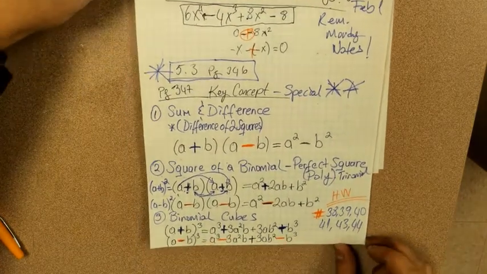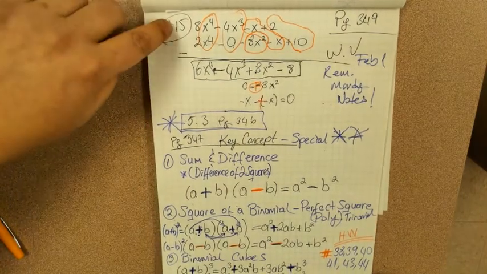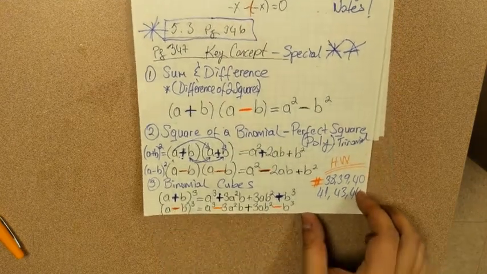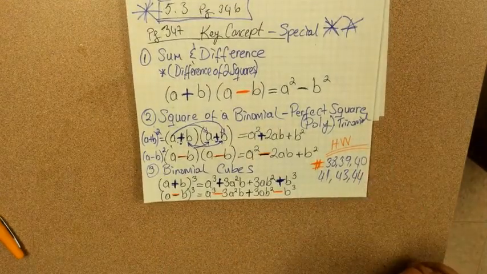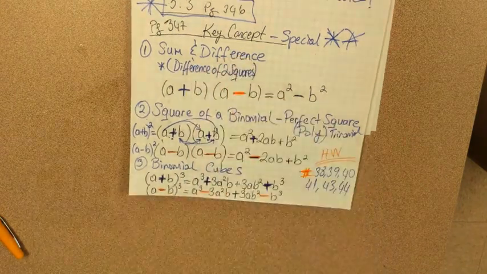So this is what we did. All the page numbers, etc. are all here. That was number 15. I worked it on a separate paper. And this is the notes. And again, these two are very, very important.